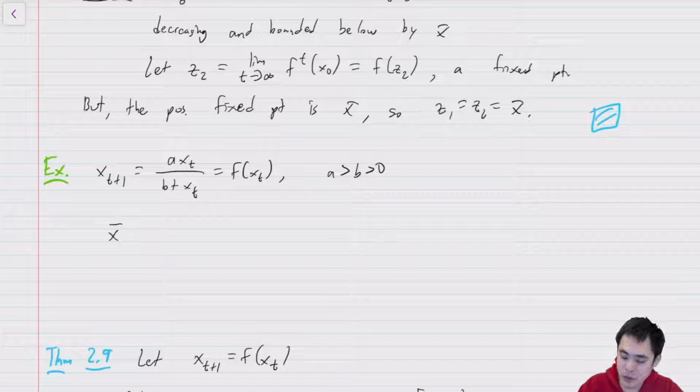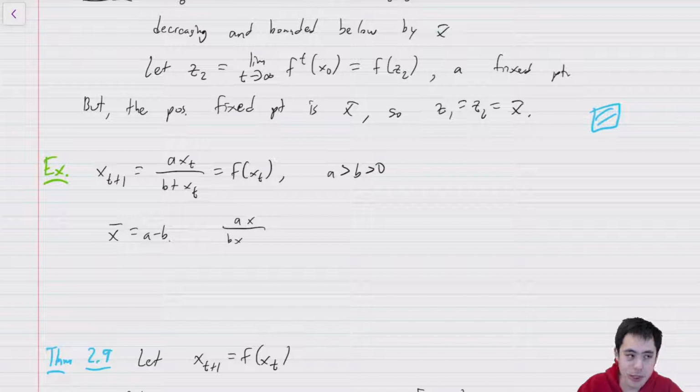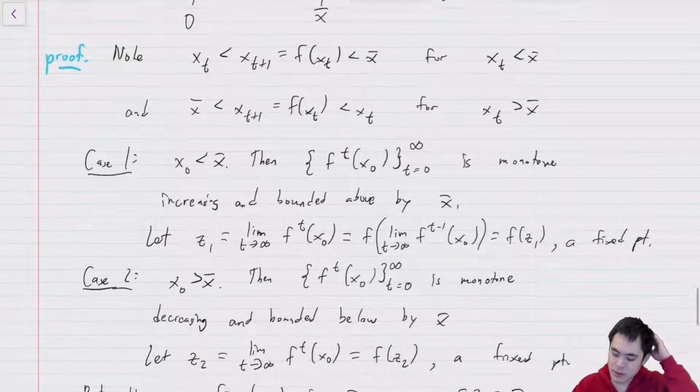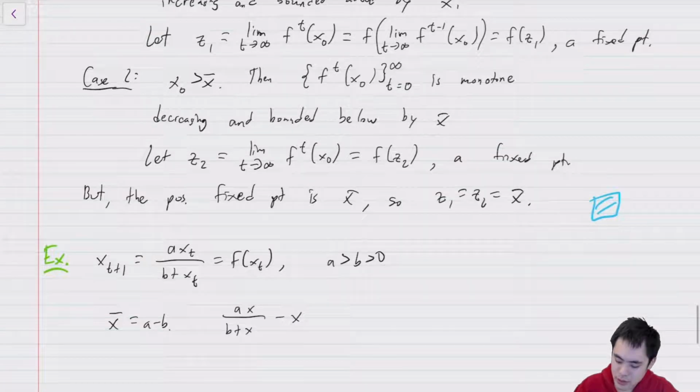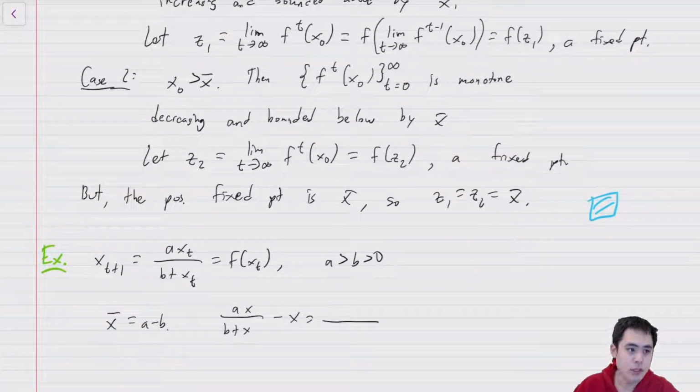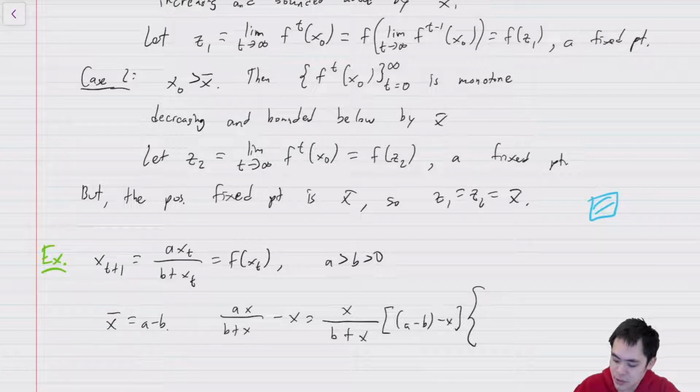Well, we know that x bar is equal to a minus b, and we know that a x over b plus x minus x is equal to, so I'm not going to work this out, but it's x over b plus x times a minus b minus x, which is greater than 0 if 0 is less than x less than a minus b, and less than 0 if x is greater than a minus b.